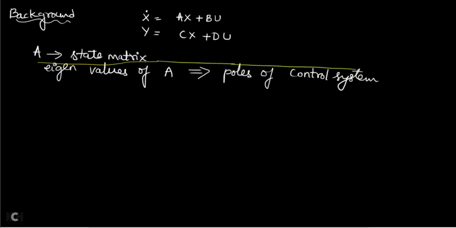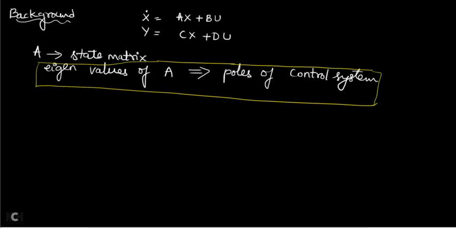So this important relation you should understand. Eigenvalues of capital A are nothing but the poles of the control system. So if eigenvalues are present on the right hand side, then you can understand that the pole is present on the right hand side. So you can tell the system is an unstable system. So now how to convert this unstable control system into a stable control system? That is called designing.